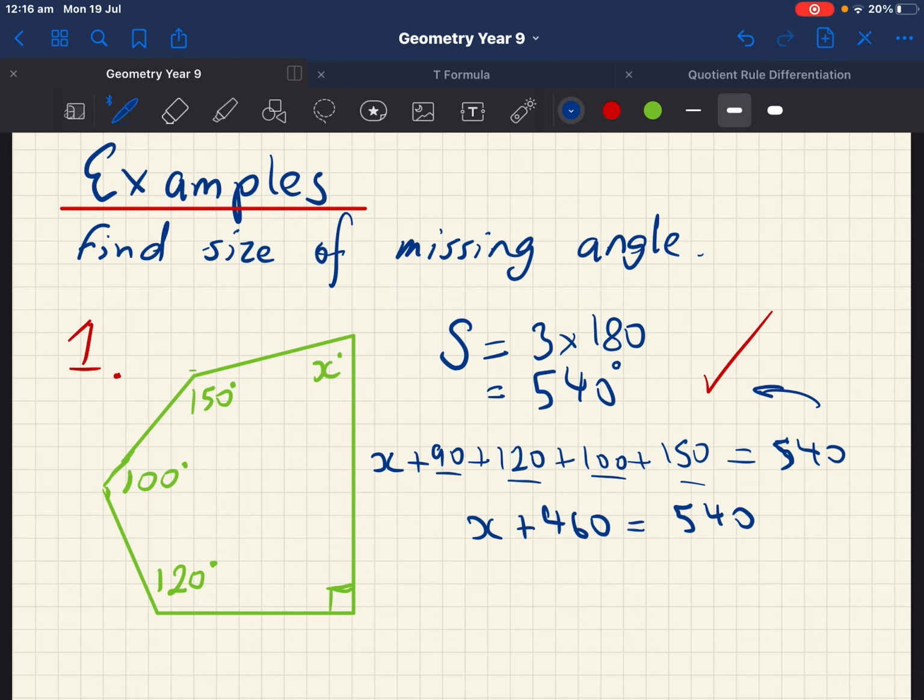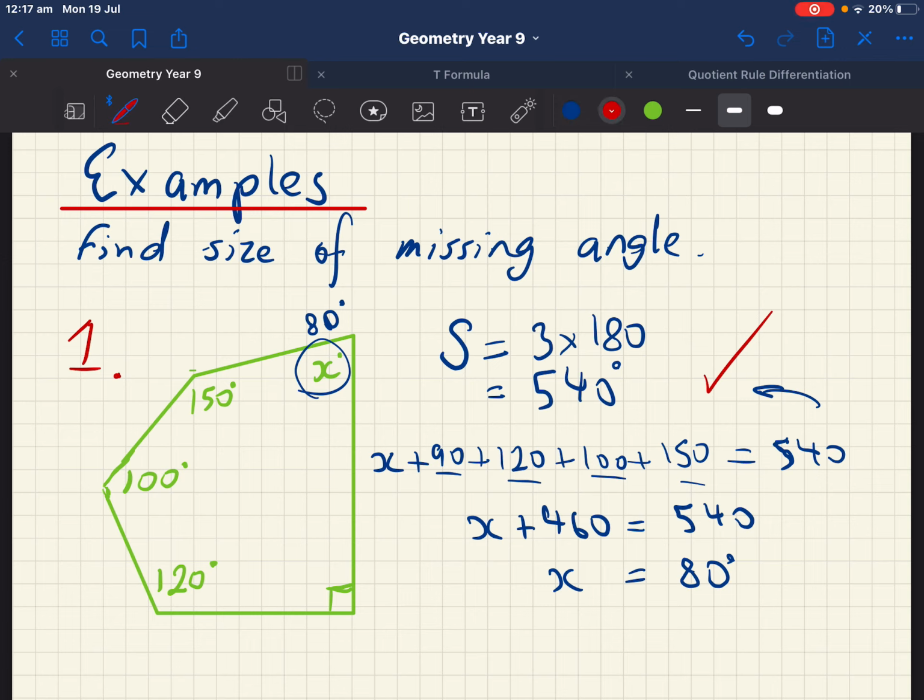All right, so we created our equation. We've simplified the equation, and now we're going to solve it. So we're trying to get x by itself. We need to get rid of this positive 460. So we're going to take away 460. 540, take away 460, gives us 80 degrees, which is the size of our missing angle. That there was an 80-degree angle, right?